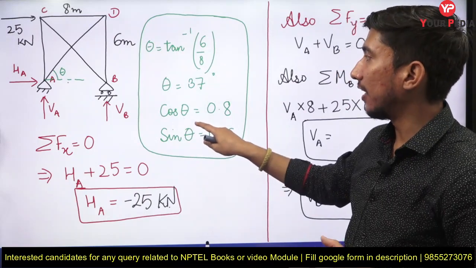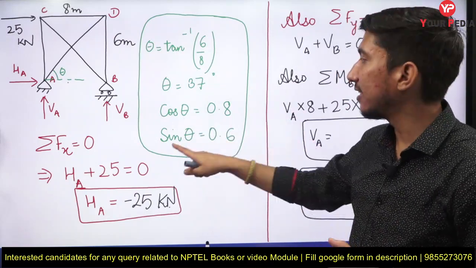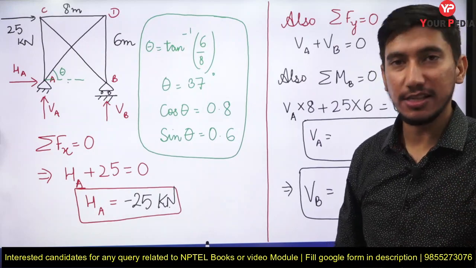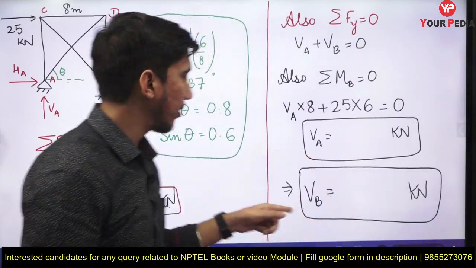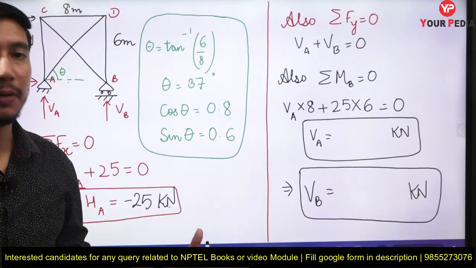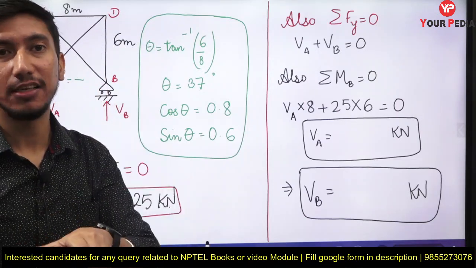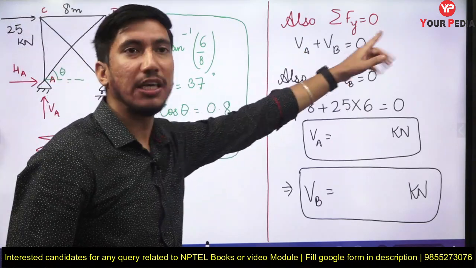So cos of 37 degrees will be almost 0.8 and sin of 37 degrees will be equal to 0.6. We will use these values later on. Now we are finding the reactions. HA we already know. Now we use the summation of Fy is equal to 0. We get Va plus Vb is equal to 0.